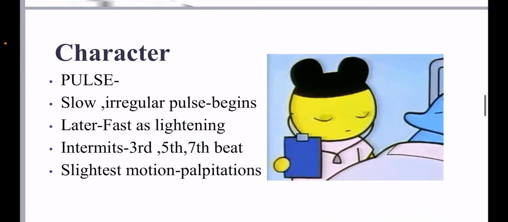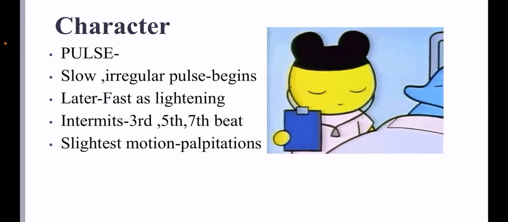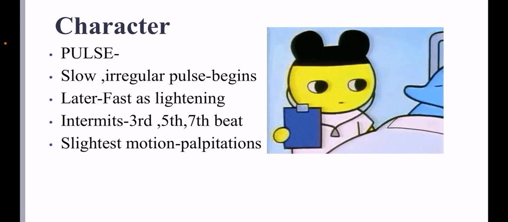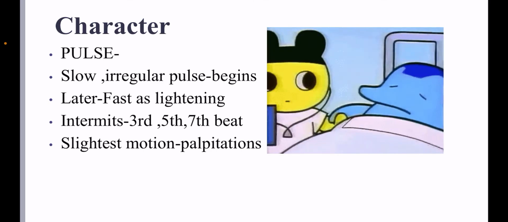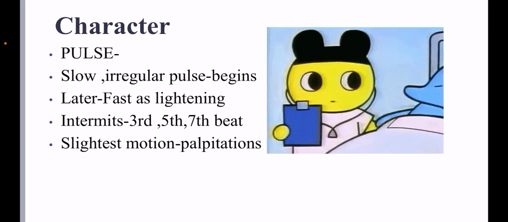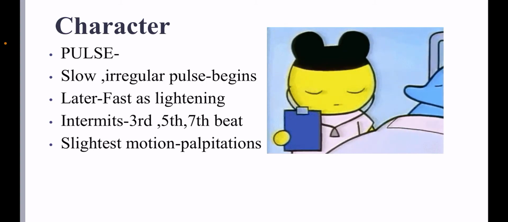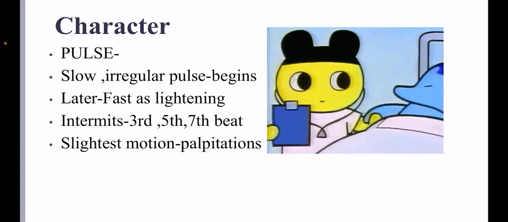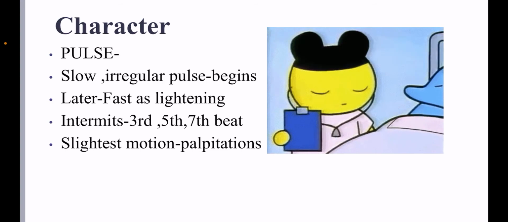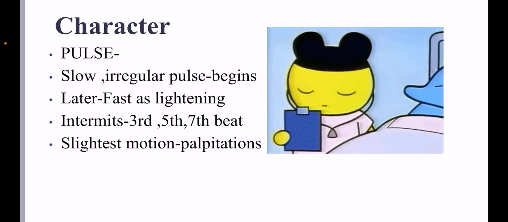Character of the pulse: slow, irregular pulse. Later it becomes fast as lightning. So guys, first it will be an irregular, slow pulse. Later on it becomes fast like lightning, so fast the pulse is going to be. It intermits between the third, fifth and seventh beat. You can hear the pulse in the third beat, fifth beat, seventh beat, and in between it is going to skip.